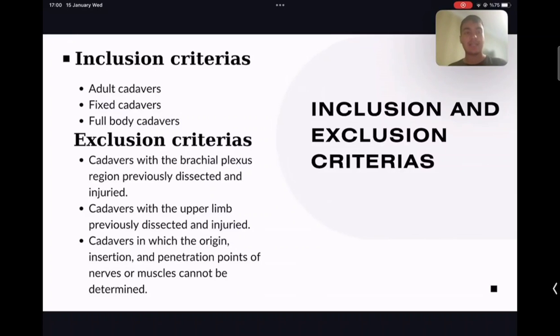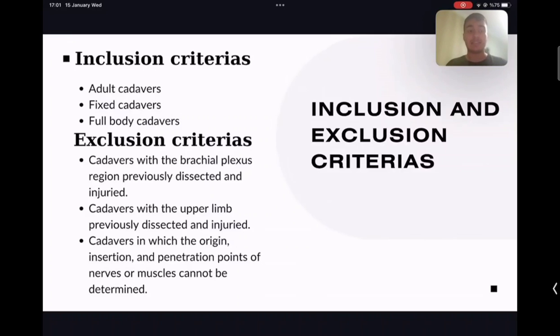As you can see, there are mostly more criteria there. It is mainly about cadavers because our university is rich in cadavers compared to other universities, so we are so lucky in this field. So inclusion criteria is about adult cadavers, fixed cadavers, and full body cadavers. These are the general types and features of the cadavers. And exclusion criteria is mainly about the region or some general aspects of the cadavers.